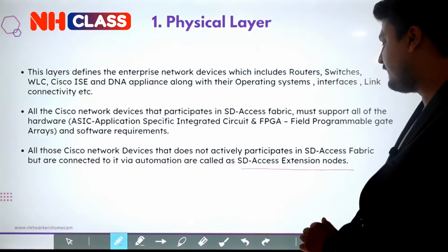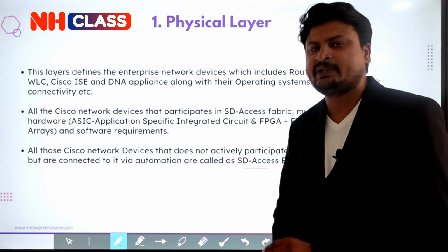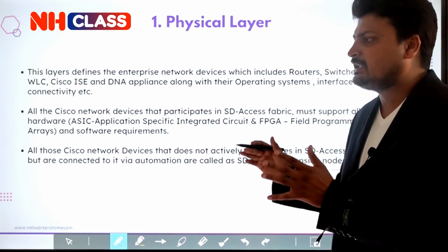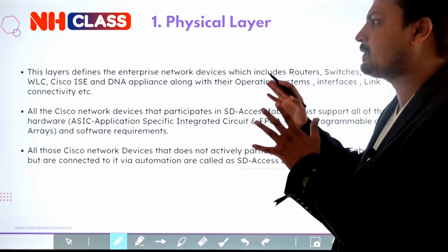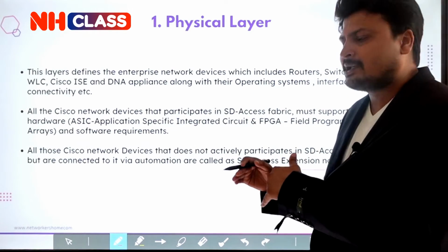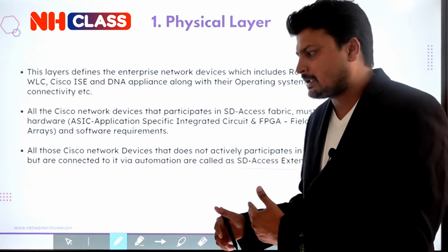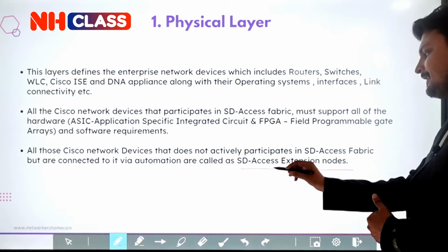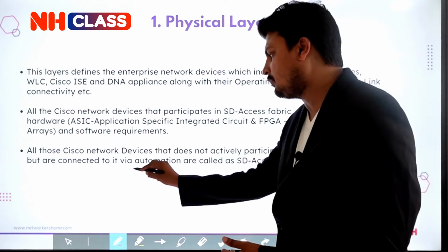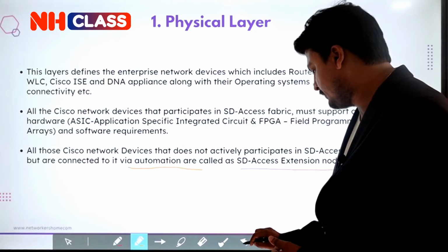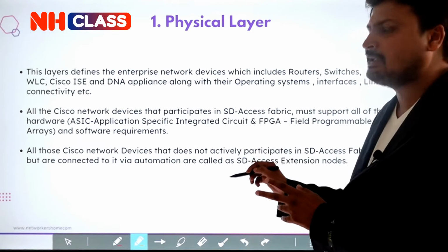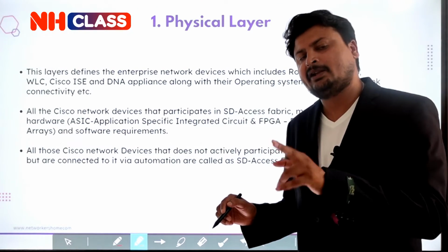Such SD access extension nodes can be connected with automation. So there are 2 methods: either we purchase a device that will directly support your SD access solution, or the devices that do not directly get integrated, called SD access extension nodes, can be integrated via automation. So we understood 2 things, fabric and non-fabric devices. At the physical layer, we connect with the fabric and non-fabric devices.